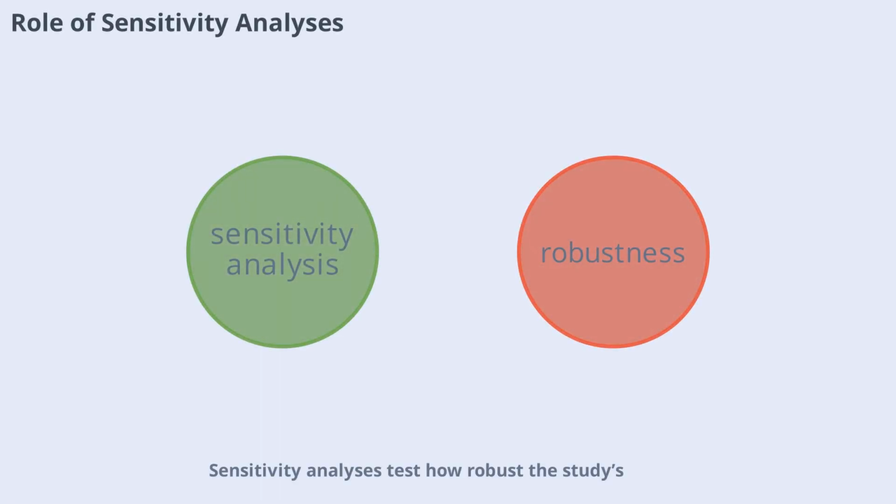Sensitivity analyses test how robust the study's conclusions are to changes in methods or assumptions. They help identify whether the results hold under different scenarios. When analyzing research, look for sensitivity analyses and consider how they affect your confidence in the conclusions.